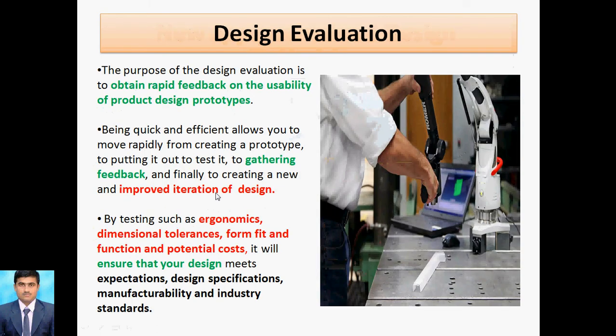The next step, testing, that is evaluation, is more important because it can give rapid feedback on the usability of the product. That will help to improve the potential cost. Then all these things we improve. After testing, we have to check different parameters like ergonomics. Ergonomics means whether the product is suitable for humans or not. Then dimensional tolerances, form, fit, function and production cost. That will be checked in our design evaluations.